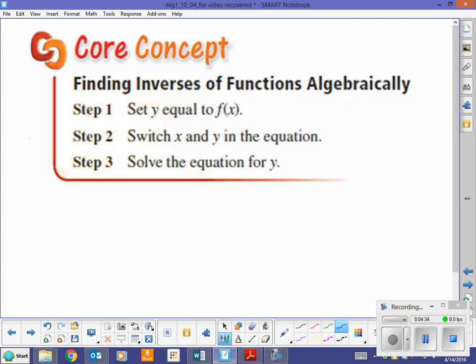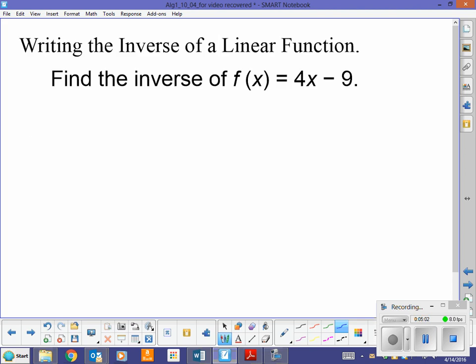So, how to find the inverses of functions algebraically. Now, I did a little bit of this earlier, but you might want to get these steps into your notes. We'll set y equal to f of x. So if it says f of x as function notation, we're going to set it equal to y. Then we're going to switch x and y in the equation. So we'll write a new equation where x and y are switched, and then we're going to solve the equation for y. Okay, so those are our 3 steps. So get those into your notes, pause this if you need to.